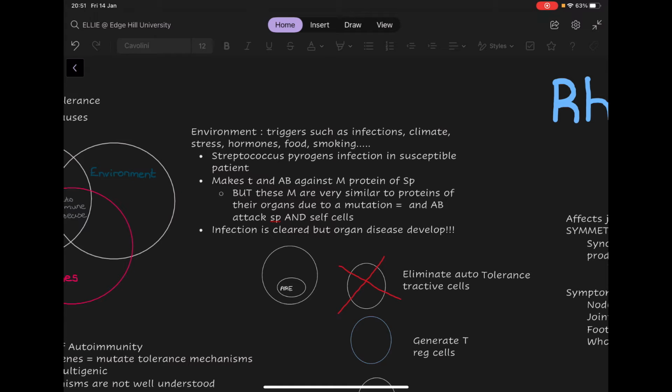But this is only if you have this mutation. You might not have this mutation. You could live a completely normal life like yourself. It just might be your sister might have this mutation that then causes damage if infected. But she might never be infected. She might never get infected with Streptococcus. She could live a completely healthy and safe life and never get any sort of damage.